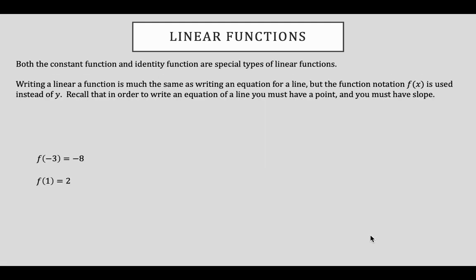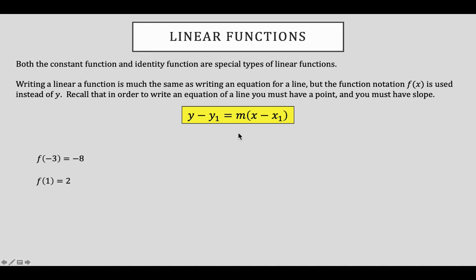So let's talk a little bit about linear functions. Both the constant function and identity function are special types of linear functions. Writing a linear function is much the same as writing an equation for a line, but the function notation f of x is used instead of y. In order to write an equation of a line, you must have 2 pieces of information. You must have a point, and you must have a slope. And accordingly, as you guys hopefully know by now, my favorite way for writing an equation of a line is point-slope form. y minus y1 equals m times (x minus x1).